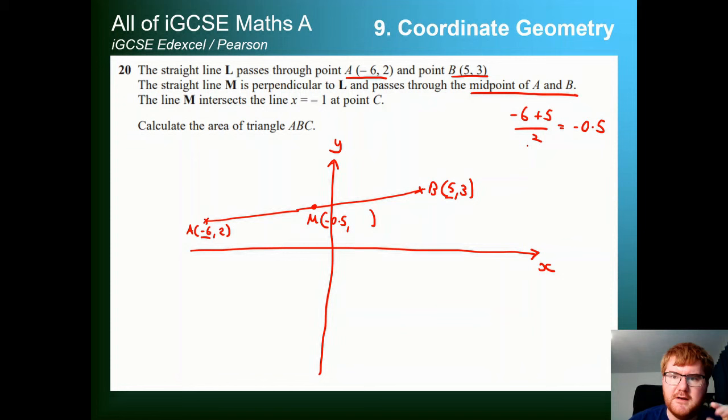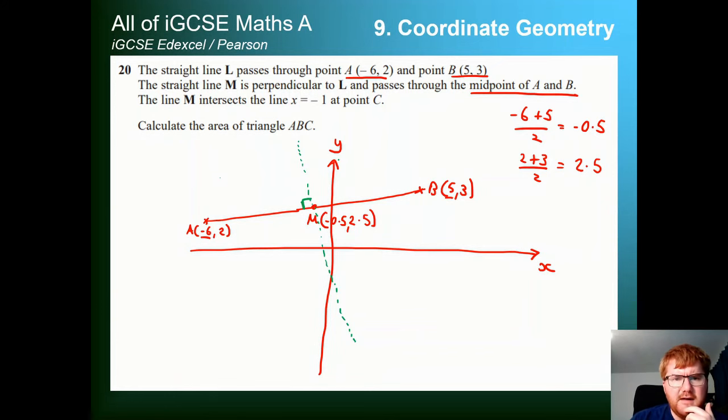And the same with 2 and 3. Halfway of 2 and 3 is 2.5. But you can also use this formula to generate 2.5. Okay, so we've got our midpoint. That's very helpful. We actually need to get an equation of this straight line M. It's perpendicular, so if I use a different color here, it's going to be a very steep line, like so. And perpendicular means it's at a right angle, so this is a right angle here.